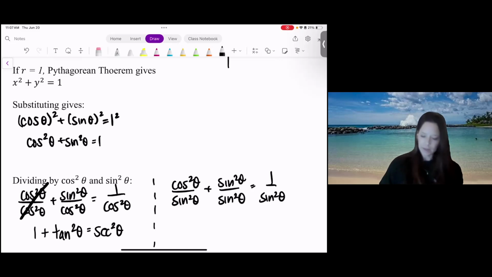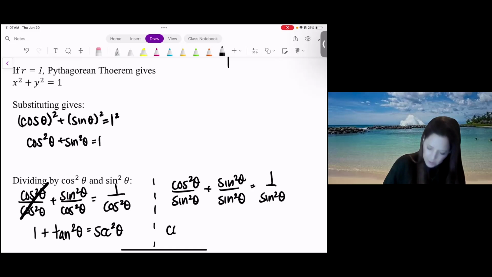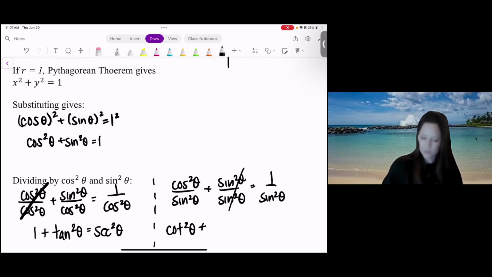To the other side, cosine divided by sine is cotangent. That's going to be cotangent squared of theta, plus sine squared divided by sine squared is 1 of theta. And then 1 over sine is cosecant, so that's going to be cosecant squared of theta. And those are 2 more identities that we have.